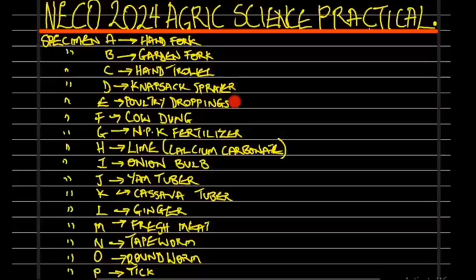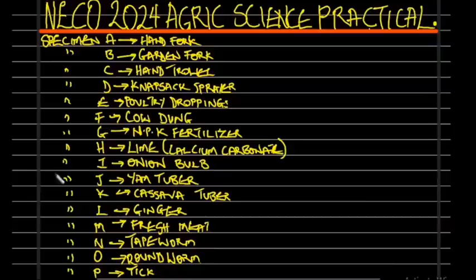Specimen E is the poultry dropping, and specimen F is the cow dung. Specimen G is the NPK fertilizer. Specimen H is lime, which is also called calcium carbonate, and specimen I is onion bulb. Specimen J is the yam tuber. Specimen K is the cassava tuber. Specimen L is ginger rhizome. Specimen M is fresh meat. Specimen N is tapeworm. Specimen O is roundworm, while specimen P is the last specimen, which is the tick.